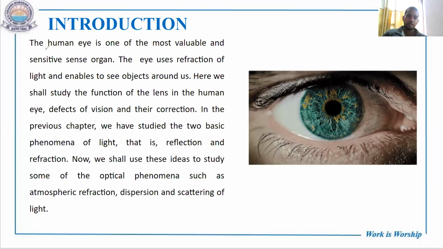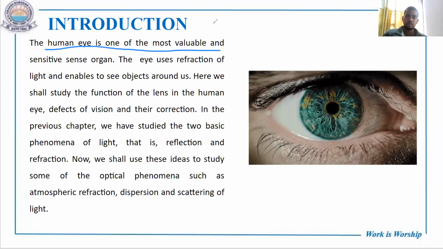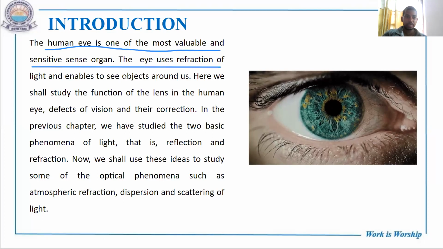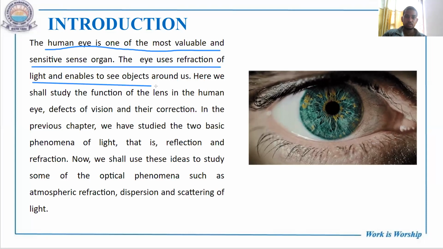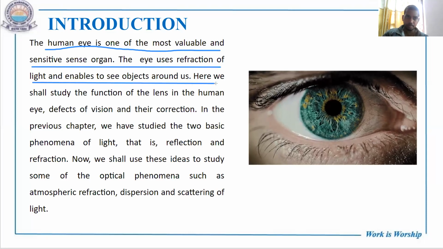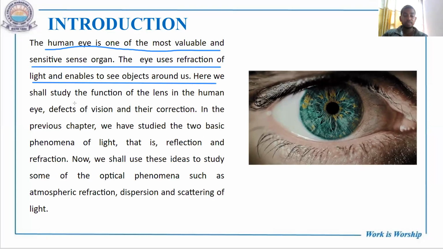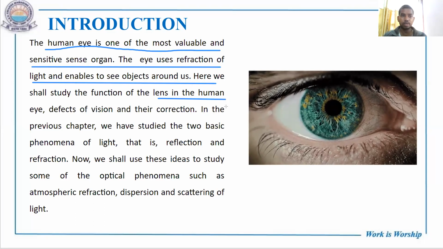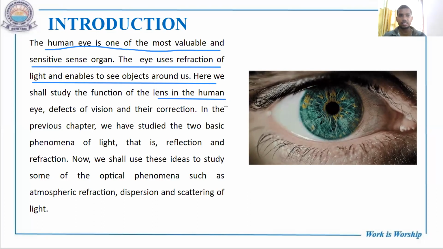You can see here, the human eye is one of the most valuable and sensitive sense organs. The eye uses refraction of light and enables us to see objects around us. Here, we shall study the function of the eye lens in the human eye, and you can see various objects like nearby objects and distant objects as well, not the nearby object or the distant object only. We can see both nearby and distant objects simultaneously by focusing on them with the help of our eye lens.